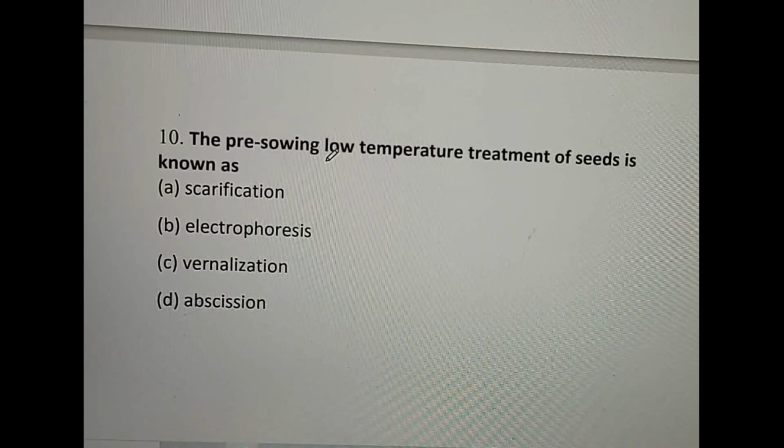Next question, the pre-sowing low temperature treatment of seed is known as scarification, electrophoresis, vernalization or abscission. So it is known as vernalization.